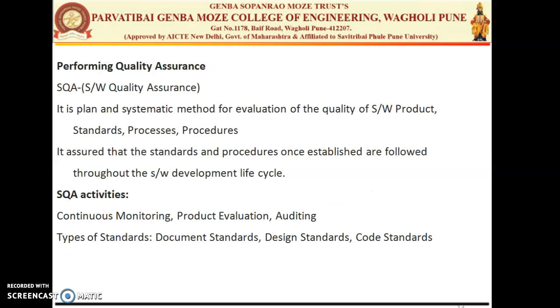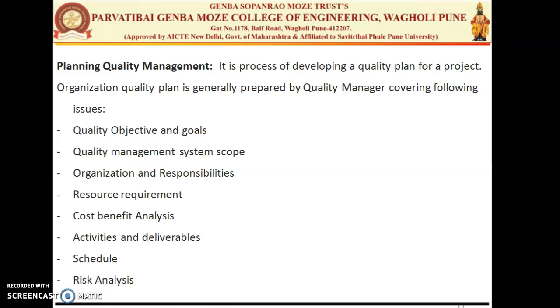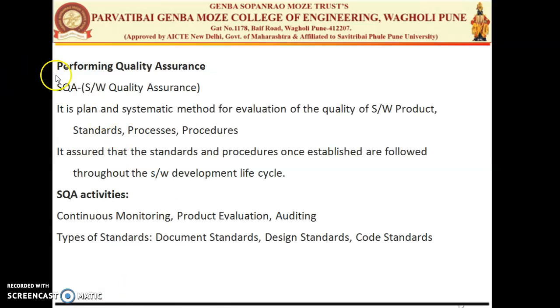Again I will repeat certain points. In this session we have seen software quality assurance using the different SQA activities. We have seen the definition of SQA, that is a planned and systematic method for evaluation of the quality of software products, standards, procedures and processes. Then we have seen the different SQA activities: continuous monitoring, product evaluation, auditing. Then we have seen the types of standards that need to be followed in your software development life cycle.